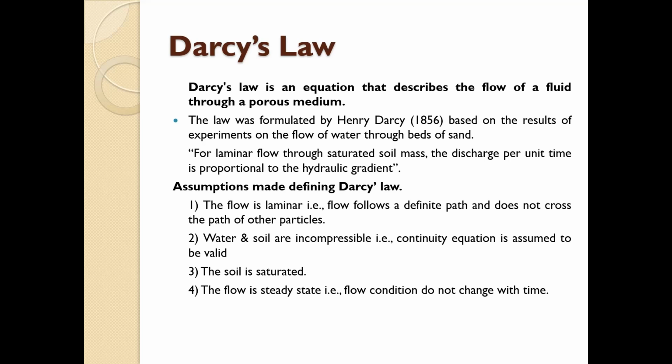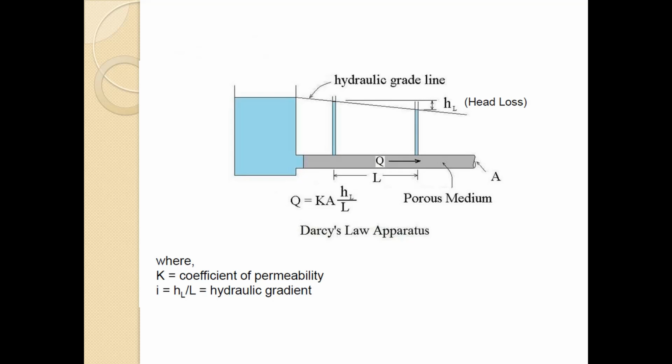So what are the assumptions made in defining Darcy's law? First, the flow is laminar, that is, flow follows a definite path and does not cross the path of other flow lines. Second, water and soil are incompressible, that is, the continuity equation is assumed to be valid. Third, the soil is saturated, and the last one is that the flow is steady state, that is, flow conditions do not change with time.